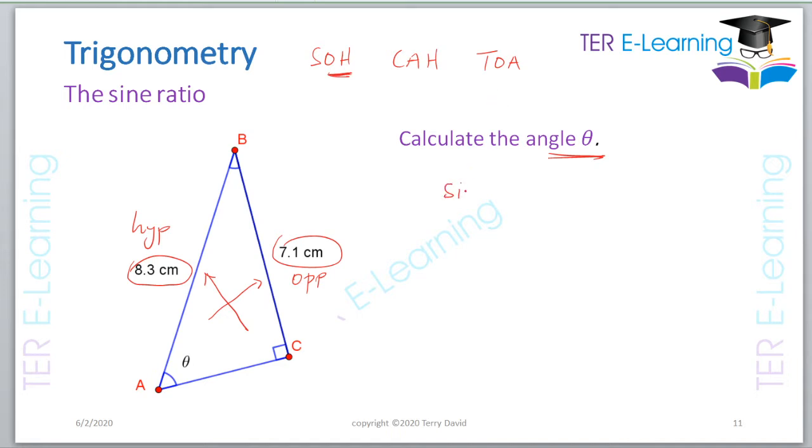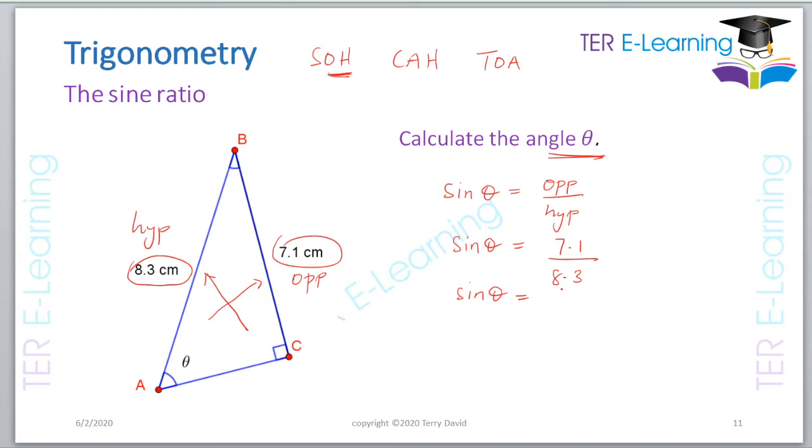First thing we do, we write up what the ratio is first of all. So sine theta is opposite over hypotenuse, right? That's the first thing we need to do. Now, sine theta is equal to, we're going to substitute values now. My opposite, I already have it labeled on the diagram. It's 7.1 divided by 8.3.